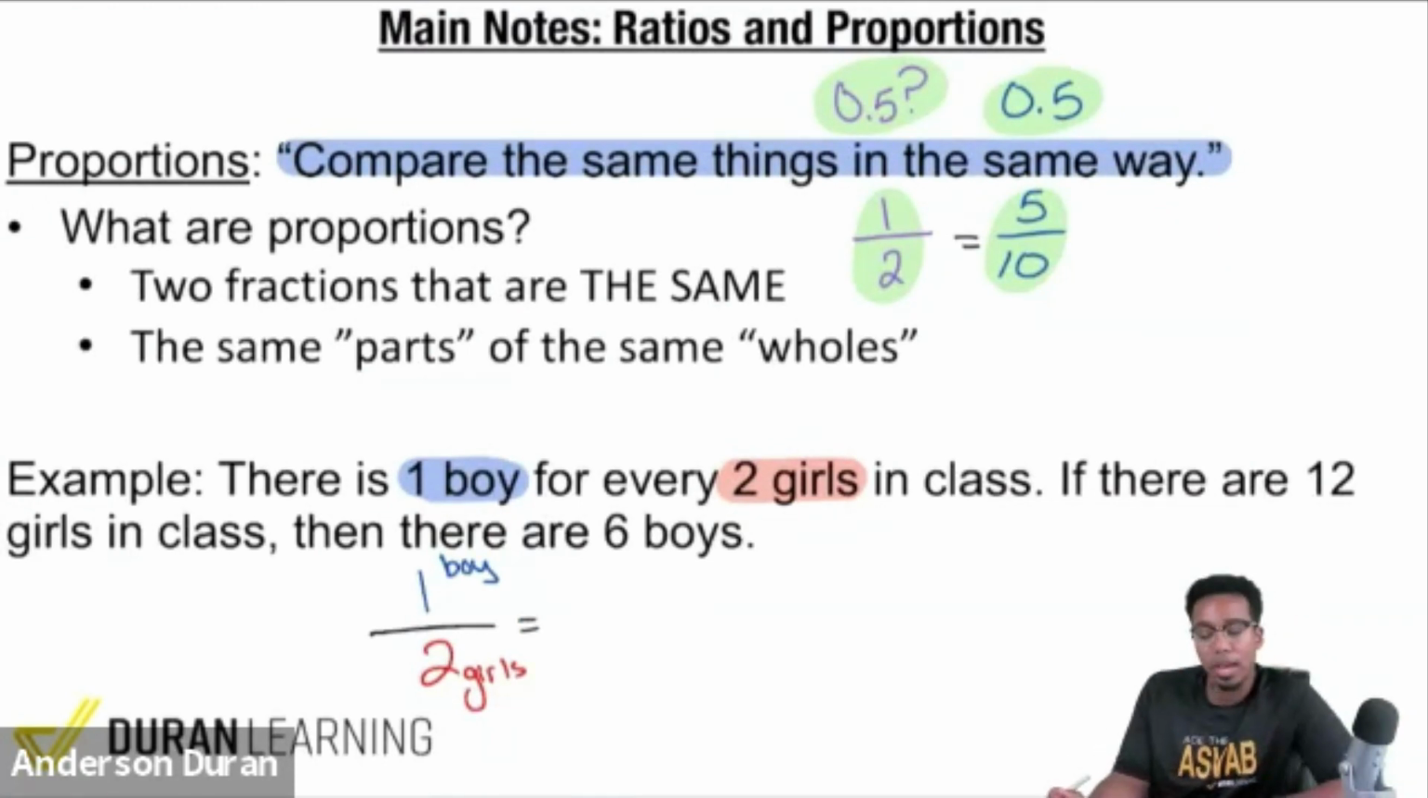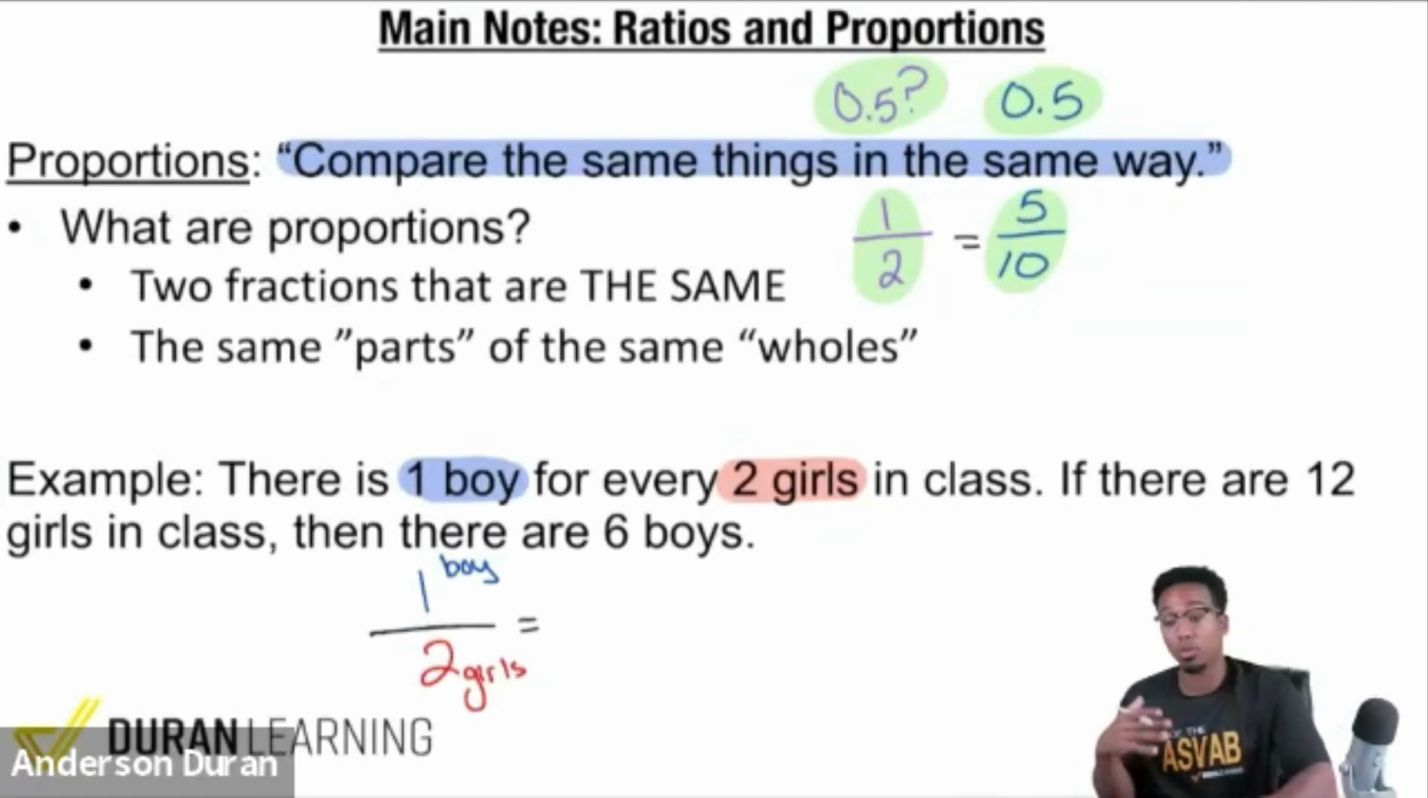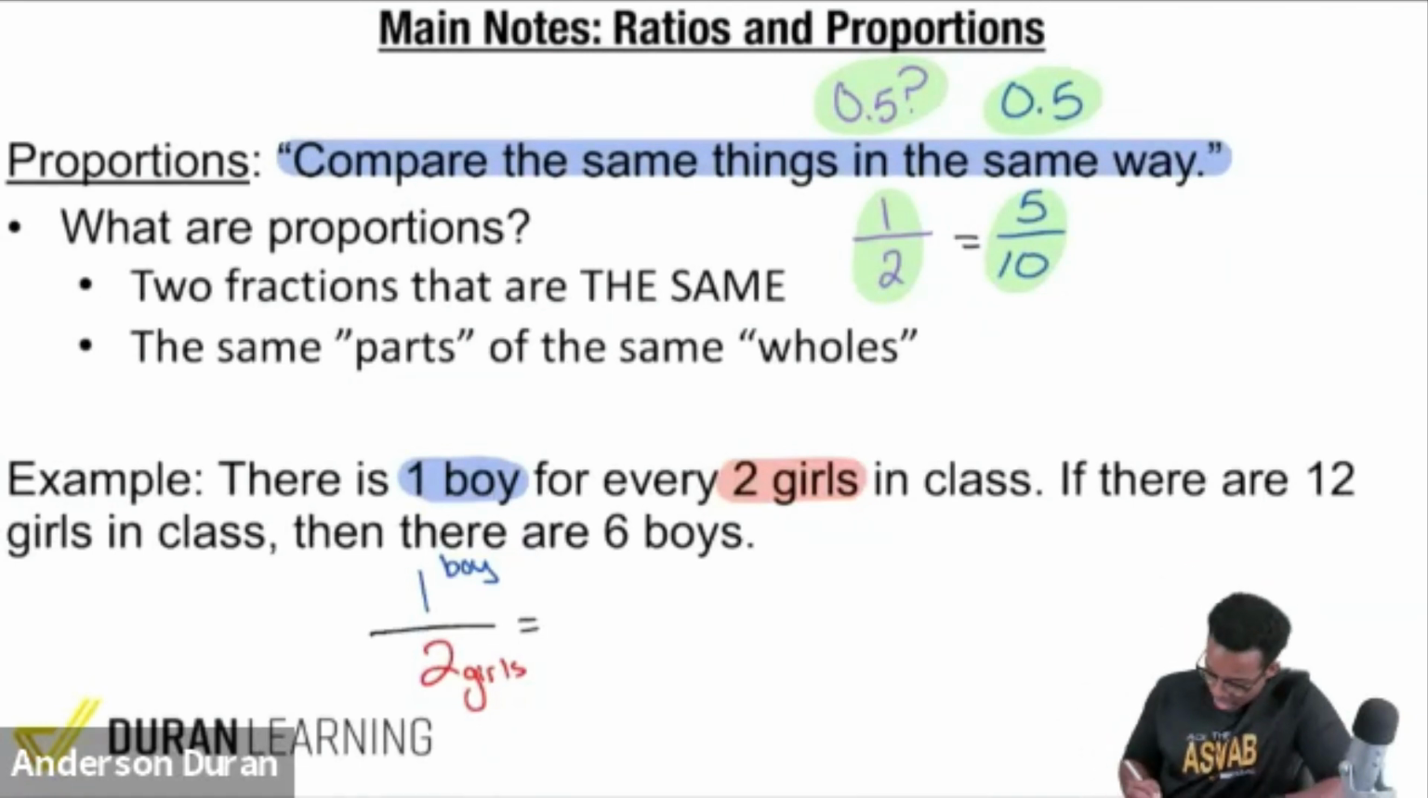Now, let's go ahead and move over here. What about the right side of this proportion? How are we actually going to set this up? Well, let me show you here. We got 12 what here? Girls or boys? Right, we got 12 girls in class.